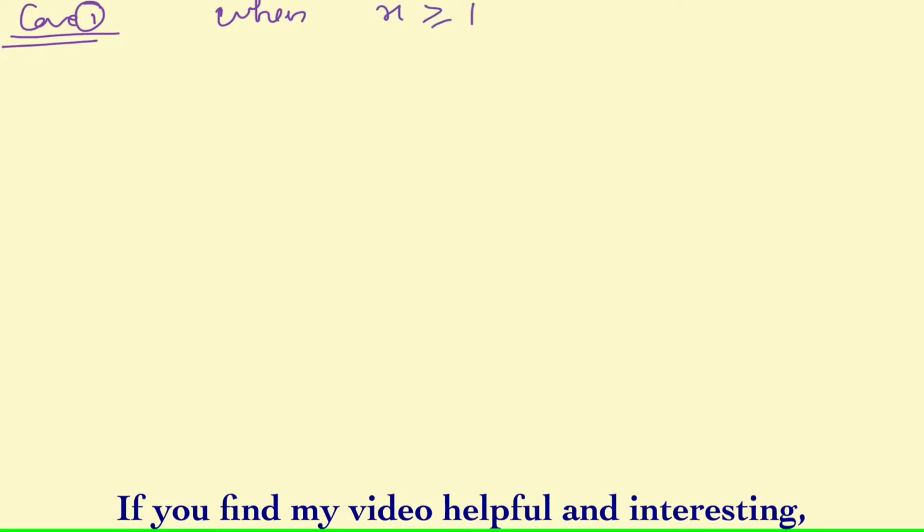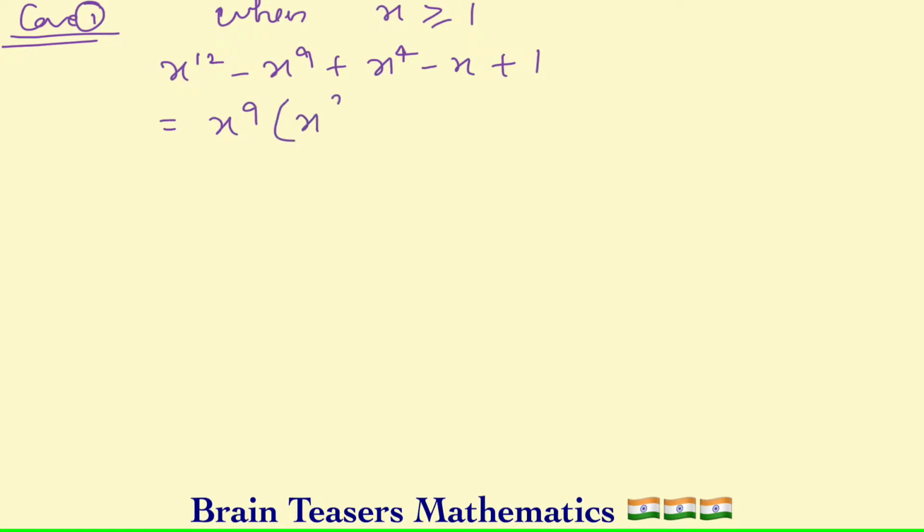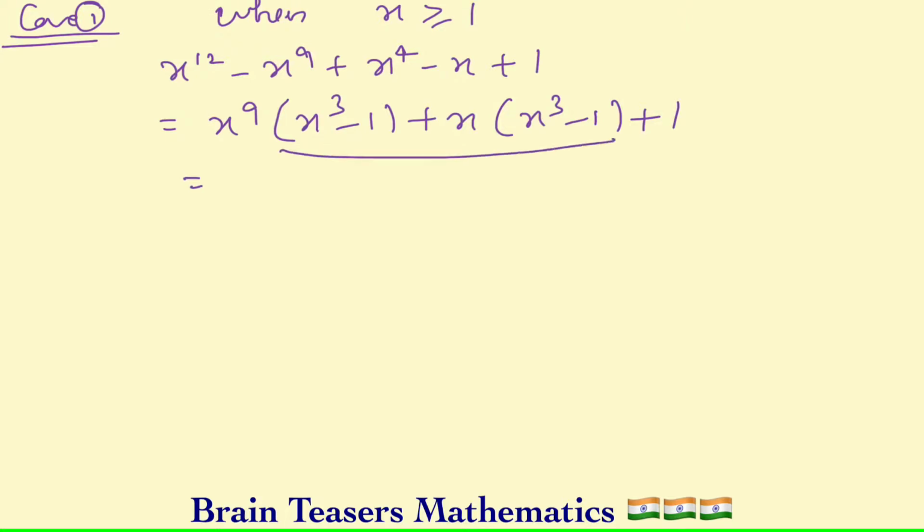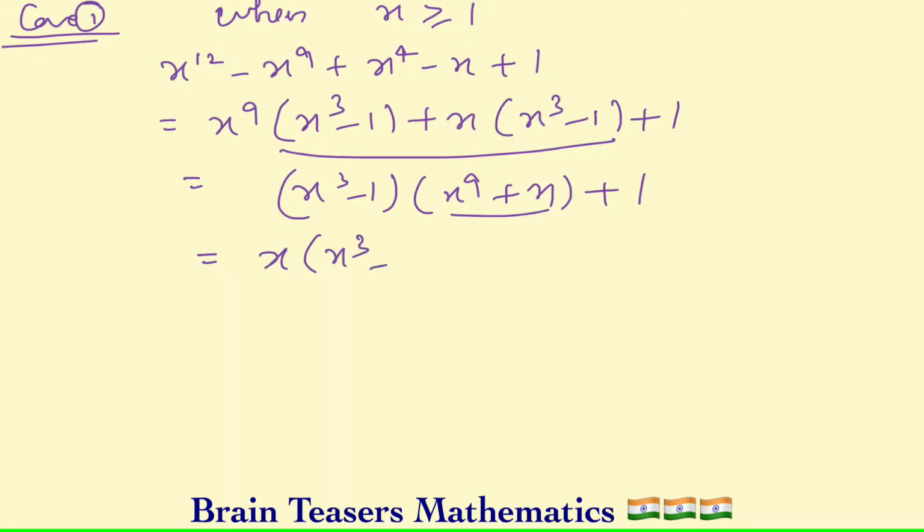When x is greater than or equal to 1, we are going to write this, that is x to the power 12 minus x to the power 9 plus x to the power 4 minus x plus 1. That is nothing but x to the power 9 we can take common, that is x to the power 3 minus 1, plus x we can take common, that is x to the power 3 minus 1, plus 1. Now x cube we can take common from both, that is x cube times x to the power 9 plus x, plus 1. Now we can take x common, that is x of x cube minus 1 times x to the power 8 plus 1, plus 1.